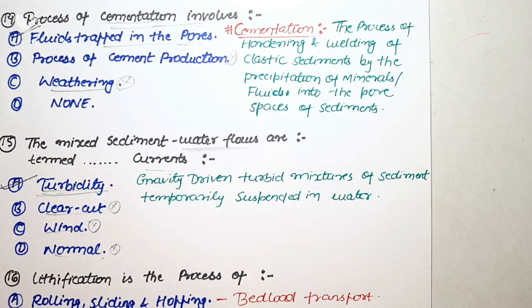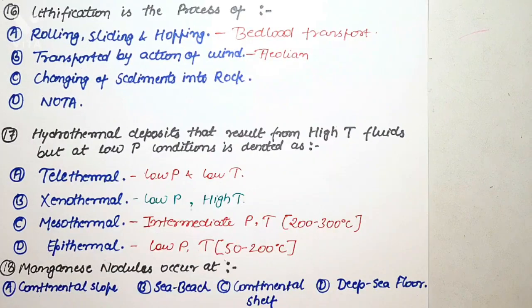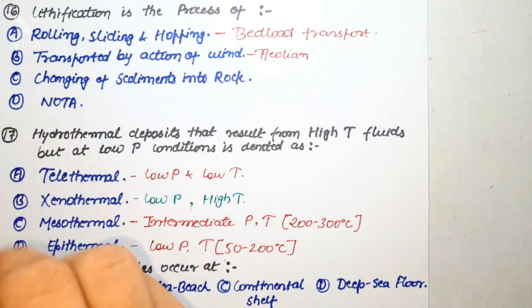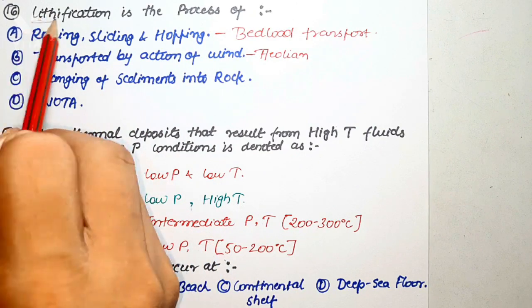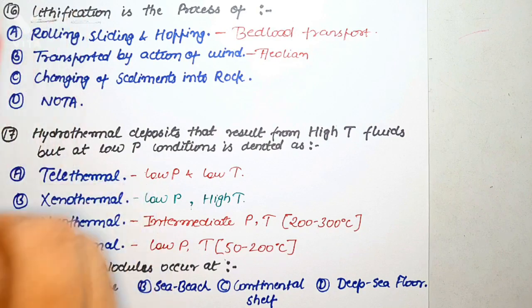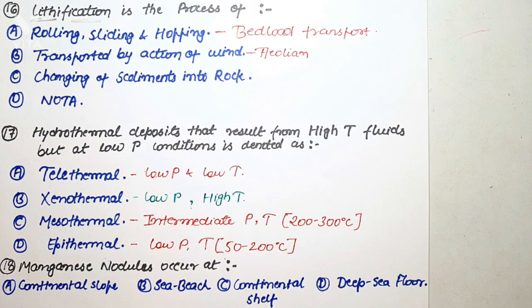Next question says, lithification is the process of. So lithification is composed of two words, lithos plus fication. Now lithos means rock and fication means the process of formation or action. So clearly lithification is the process of formation of rock.